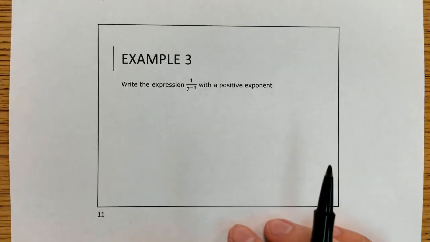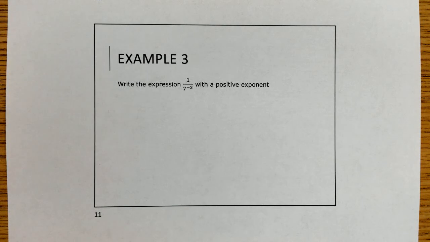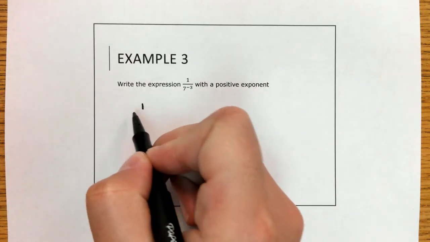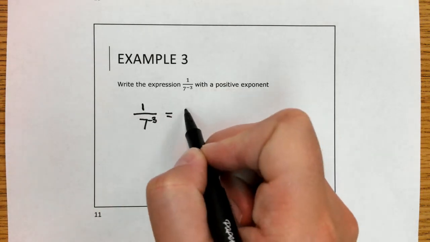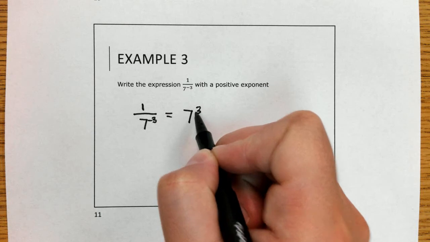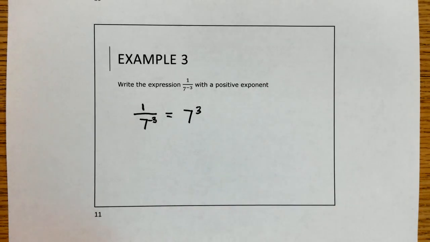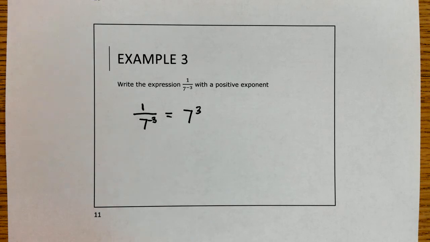Example 3, it says write the expression 1 over 7 to the negative third power with a positive exponent. So if we have a negative exponent in the denominator, we can just move it to the top and make it positive. So 1 over 7 to the negative third power will become positive 3 up top. So 7 to the third power would be the equivalent for this example. So when you have a negative exponent in the bottom, okay, you can just move it to the top and make the exponent positive.